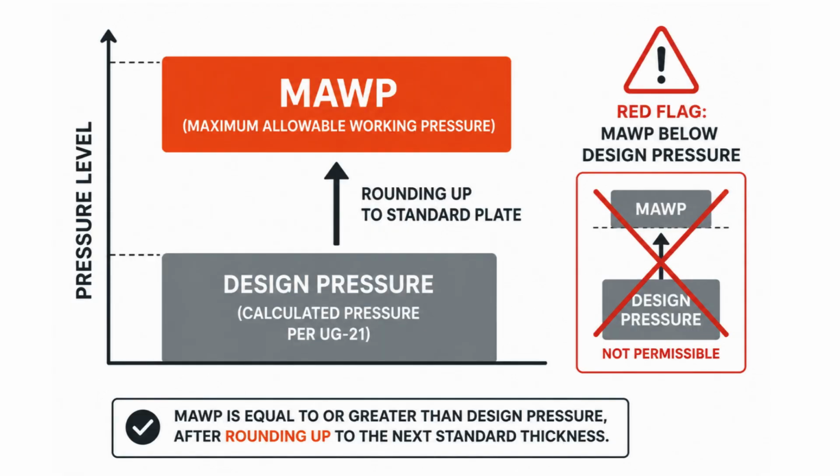Design pressure is your minimum input before construction. MAWP is your actual output after it. Because of standard plate thickness and rounding up, MAWP is almost always equal to or higher than design pressure, never lower. If your calculated MAWP ever comes out below the design pressure, that's a red flag. Something in your thickness calculation needs to be revisited before that vessel gets a nameplate.